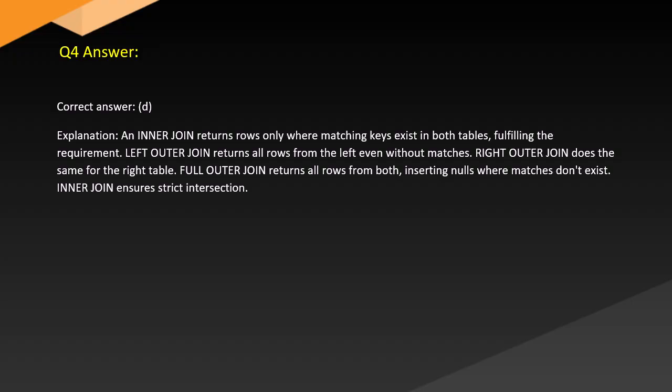Answer. Correct answer: D. Explanation. An inner join returns rows only where matching keys exist in both tables, fulfilling the requirement. Left outer join returns all rows from the left even without matches. Right outer join does the same for the right table. Full outer join returns all rows from both, inserting nulls where matches don't exist. Inner join ensures strict intersection.